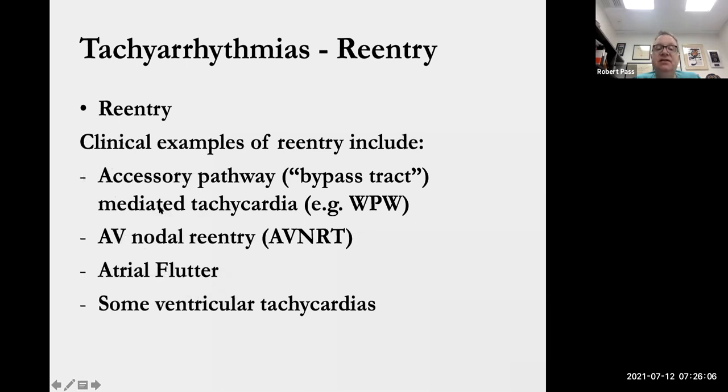Some of the classic examples of reentrant arrhythmias are accessory pathway or bypass tract mediated tachycardia, with the classic one being Wolff-Parkinson-White syndrome. AV nodal reentrant tachycardia or AVNRT is a reentrant arrhythmia. It's in fact the most common form of SVT in adults, but is also very common in kids. Atrial flutter or intra-atrial reentry, which we see in post-op congenital patients, is a very common reentrant arrhythmia. And then some forms of ventricular tachycardia are also reentrant in nature.